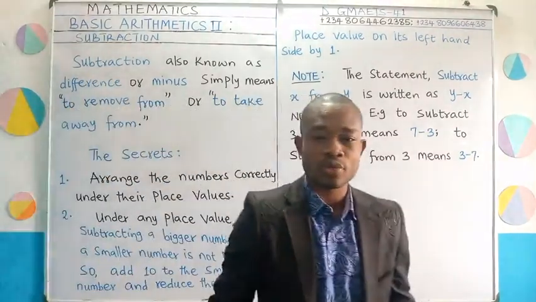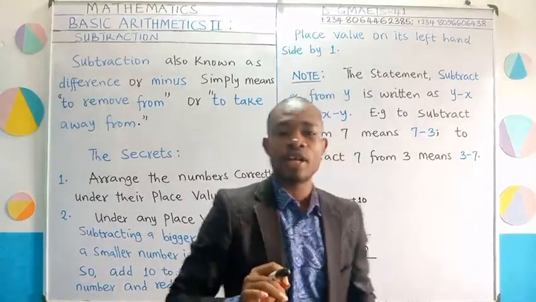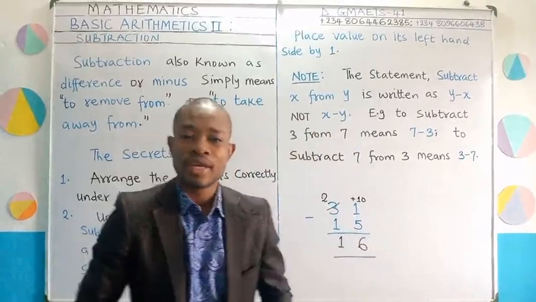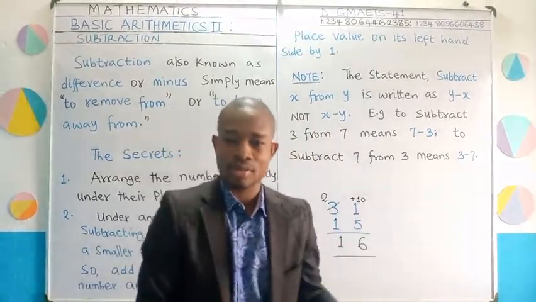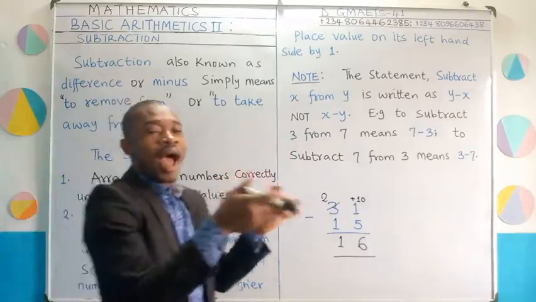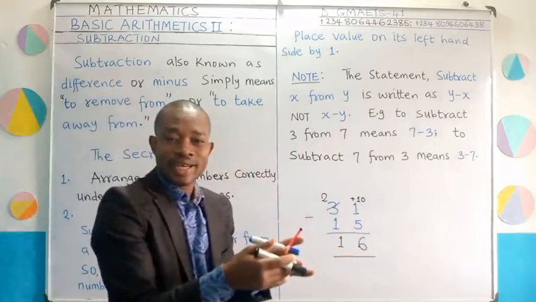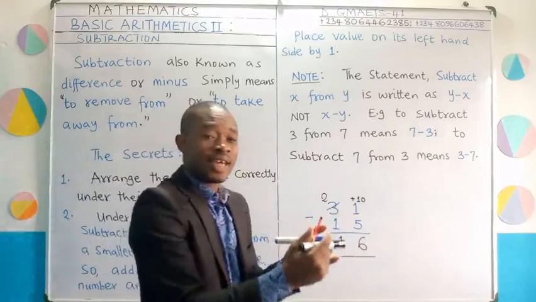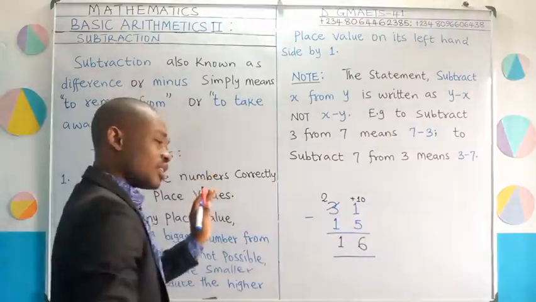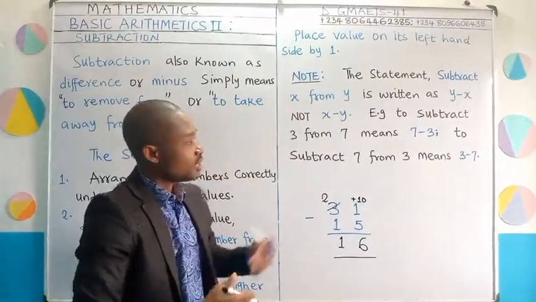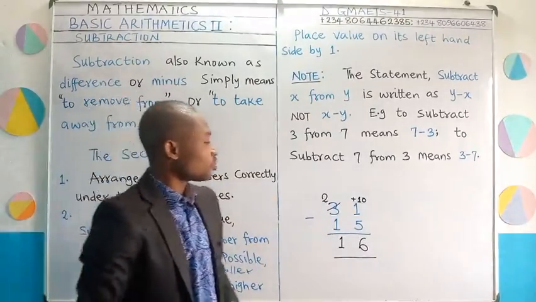When you are doing your subtraction under any place value, if you have a smaller number minus a bigger number, please, that really cannot be possible. So what you do, add 10 to that smaller number under that place value you are working on. Are you following? When you add 10, the place value on its left hand side, the number that is there, reduce that number by 1. Then you carry out a subtraction.